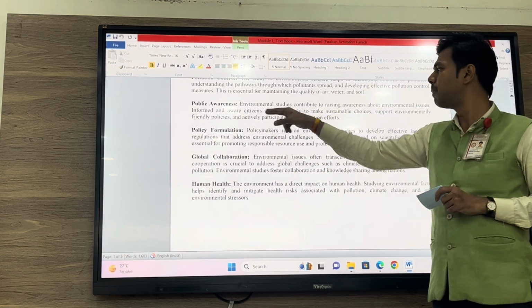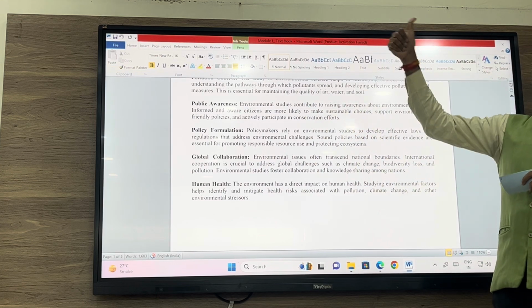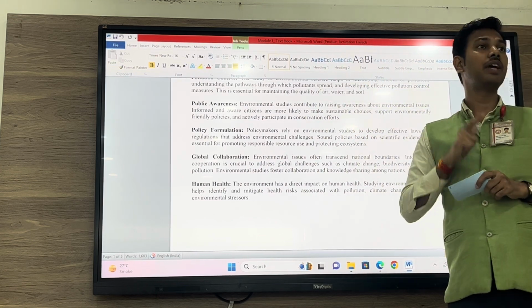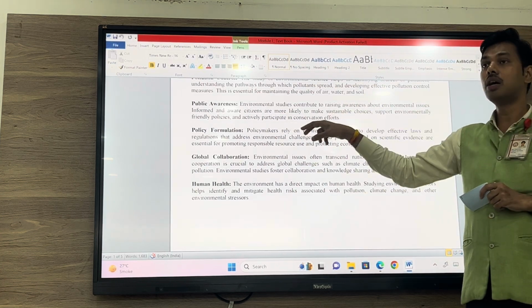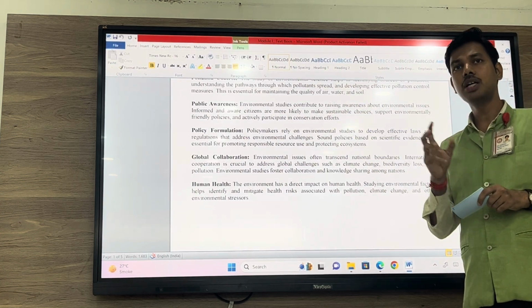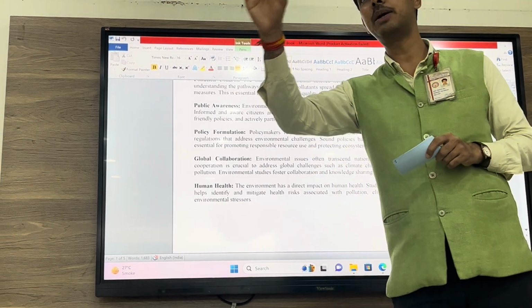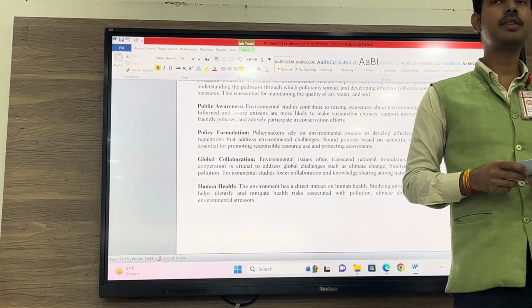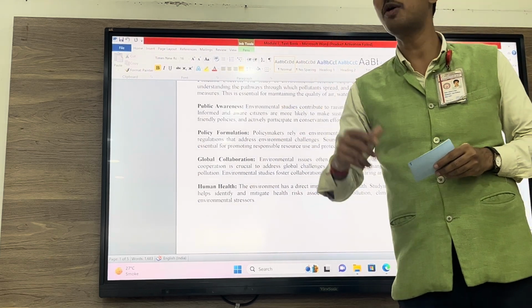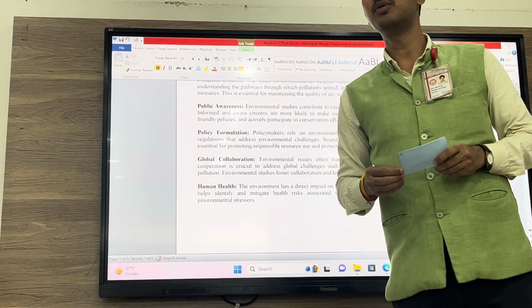So it creates public awareness. We should not use plastic. We should not use vehicles which run on fossil fuel. Isn't it? That is how governments make policies. Have you heard of governments making policies to ban all petrol vehicles? Petrol vehicles and diesel vehicles are going to be scrapped after a few decades. Do you know about that? Why are we doing so?